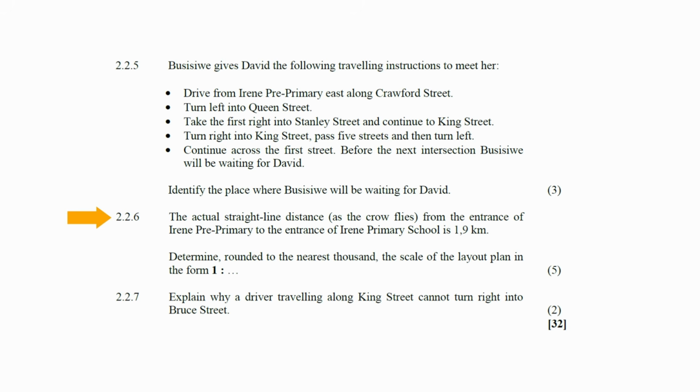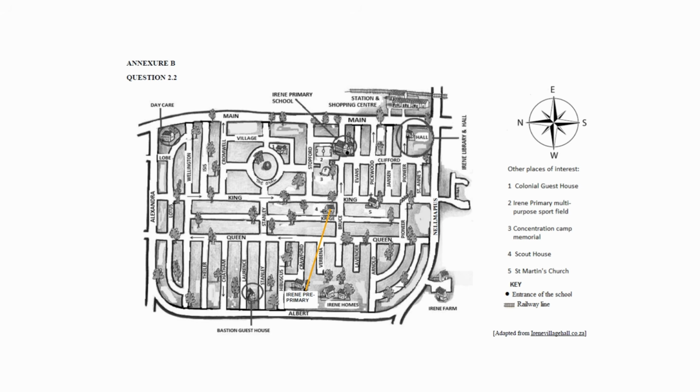In question 2.2.6, it is stated that the actual straight line distance, or as the crow flies, from the entrance of Irene Pre-Primary to the entrance of Irene Primary School is 1,9 kilometers. You are then instructed to determine, rounded to the nearest thousand, the scale of the layout plan in the form of 1 to the value of the scale factor. Here, as the crow flies means a straight line distance between Irene Pre-Primary and the entrance of Irene Primary School.